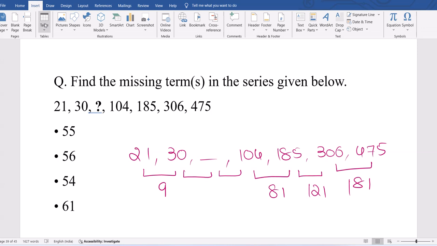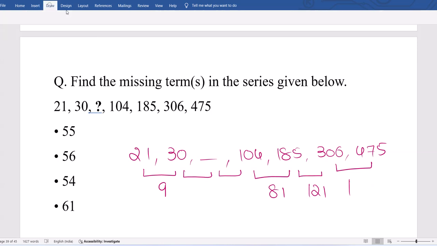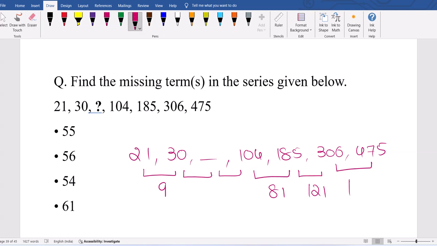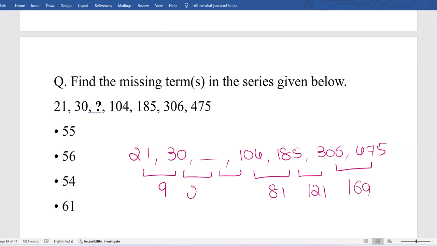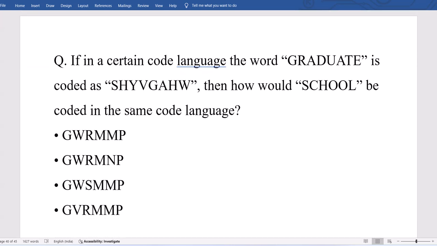160. Perfect squares. Odd number perfect squares. Here 9, here it will be 25, here it is 49, 55. Perfect squares. Odd number perfect squares is the difference. See, in any question, if you don't get the logic, also try to take differences, then you will handle it properly. Good, okay. Now again, coding and decoding.